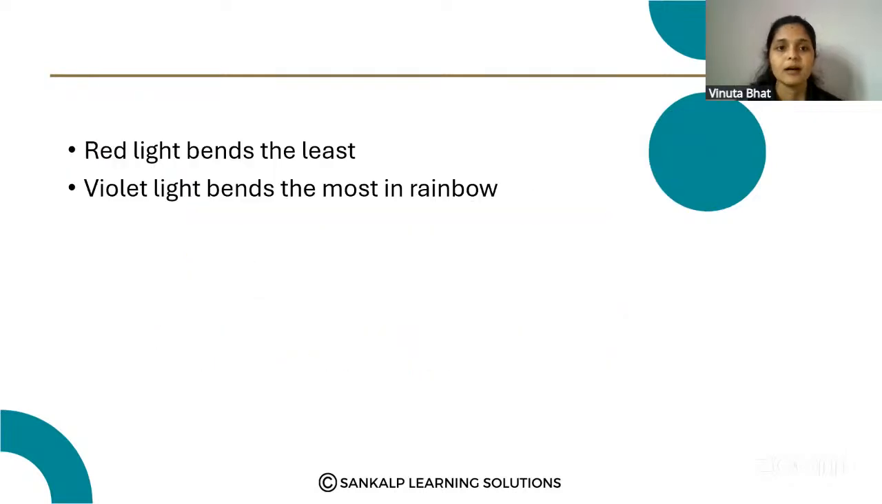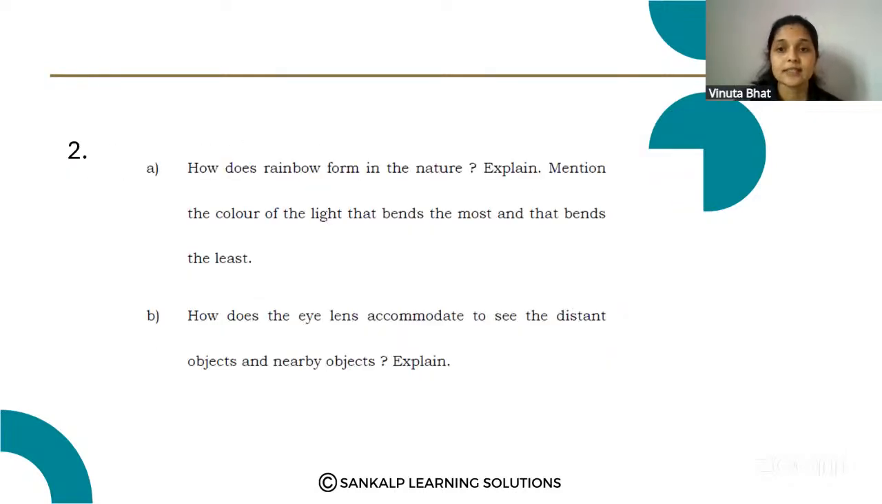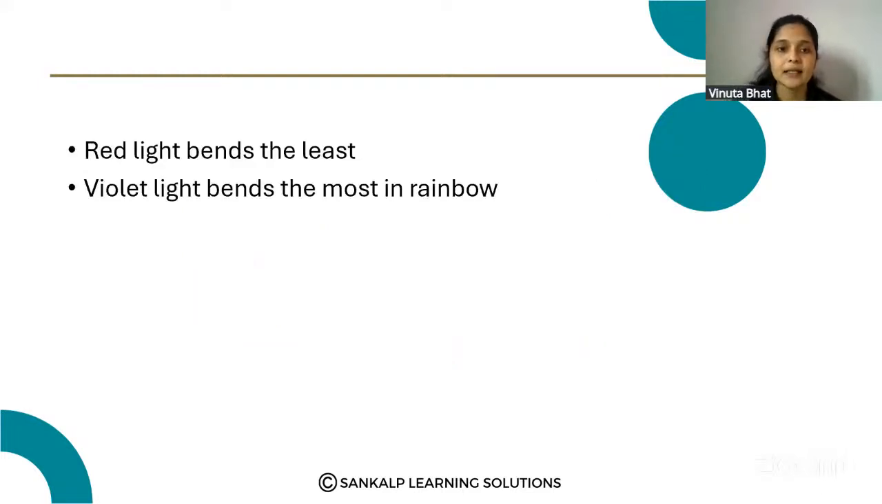Then here, which light? So there is a second question. Mention the color of the light that bends the most and that bends the least. Here, red color bends the least and violet bends the most in a rainbow. Please note down this answer. Red light bends the least and violet bends the most. Okay.